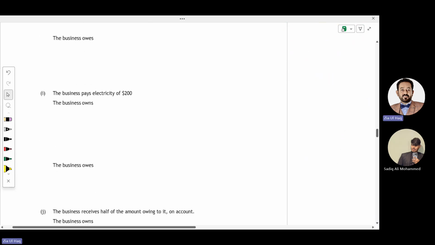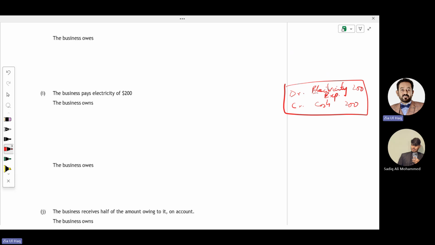I. The business pays electricity of 200. Cash going out. So we will credit what? Cash. How much? 200. What will be the debit? Electricity expense, with 200 amount. Electricity expense debit, cash credit.